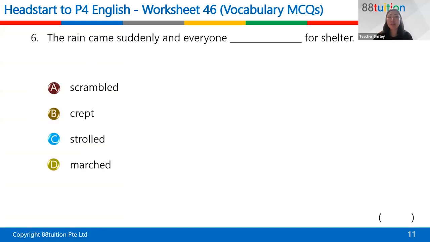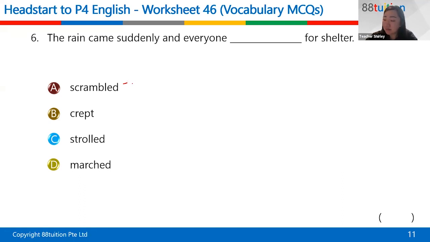The rain came suddenly and everyone what for shelter. Okay, for this one, I will write the meanings down and you can write or you can don't write because actually we will still be sharing the annotated slides with you. Okay, so usually you can keep it as notes to revise like if it comes to exam time.